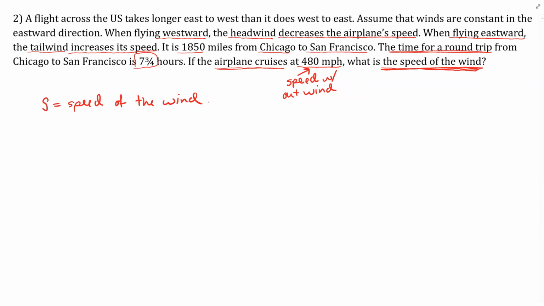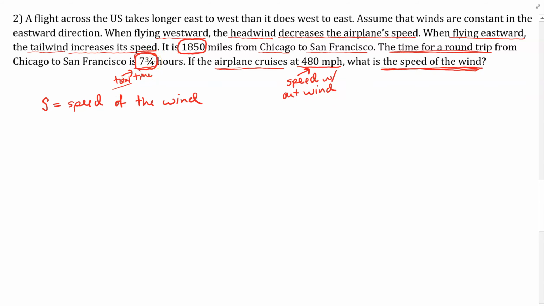Now for this question, the main piece of information that we're given is distance, 1,850 miles from Chicago to San Francisco, and time. But this is the total time, right? The total time is 7 3/4 hours. So I think I'm going to use time to set up my equation because that's the one I was given a total for.